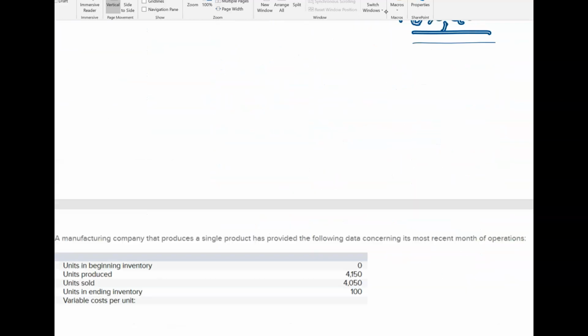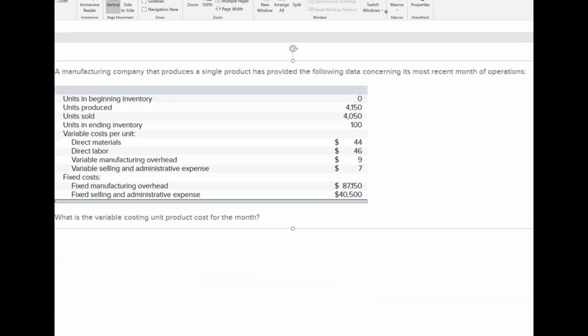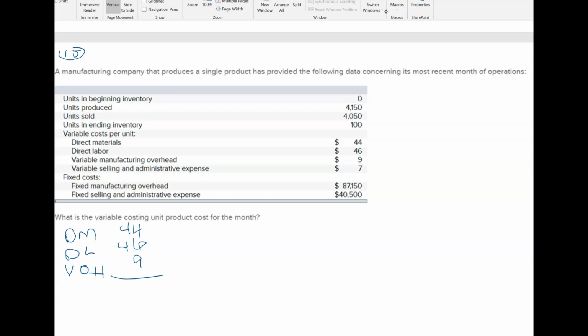Okay, so let's go to 15. Okay, 15 is the variable cost for the product cost. So the product cost is going to be direct materials, direct labor, and variable overhead. Direct materials is 44. Direct labor is 46. And variable overhead is 9.